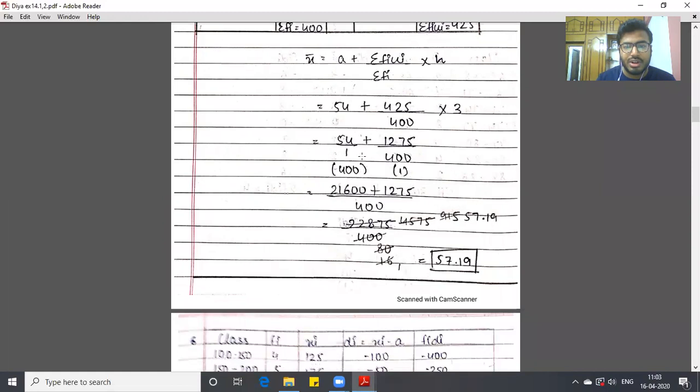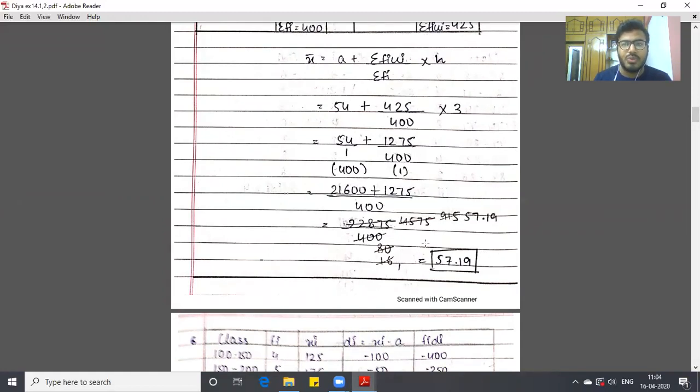When you are calculating all this, we take the LCM, okay. Now after that, see, we have taken 54 upon 1 plus 1275 upon 400. Now look here, we are taking LCM as 400. 1275 into 1 is 1275. And 1 into 400, so 54 into 400 you have to do. 54 into 400 is 21600 plus 1275 upon 400. Now add these two, then divide, and after dividing you get the answer 57.9.